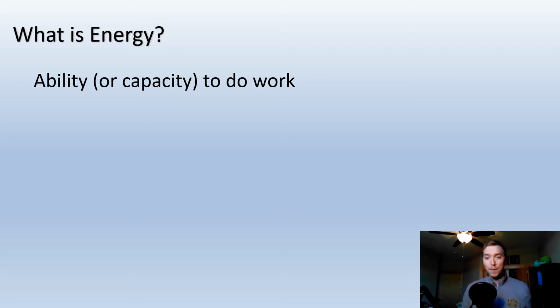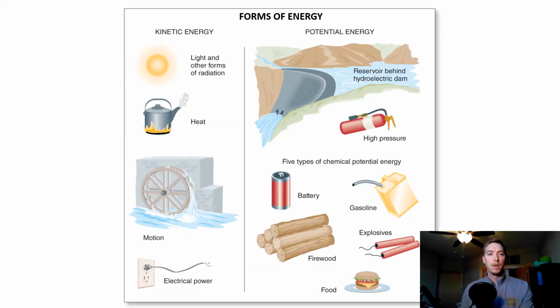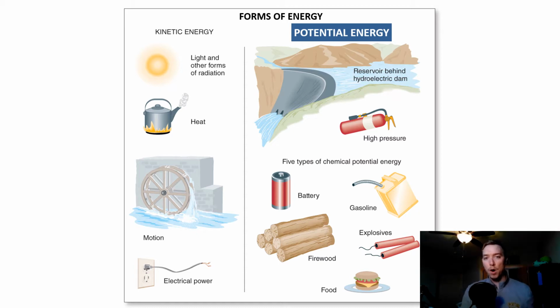So there are a couple different types of energy. We have kinetic and potential energy. So start off here with potential energy. It's just the stored energy and the energy of position. So, we look at the example figures here, a reservoir behind a hydroelectric dam, a high pressure scenario, different types of chemical or potential energy, and then food.